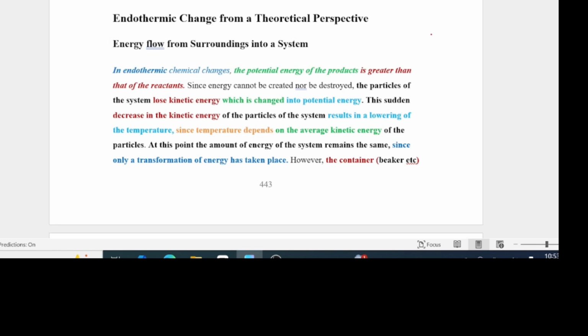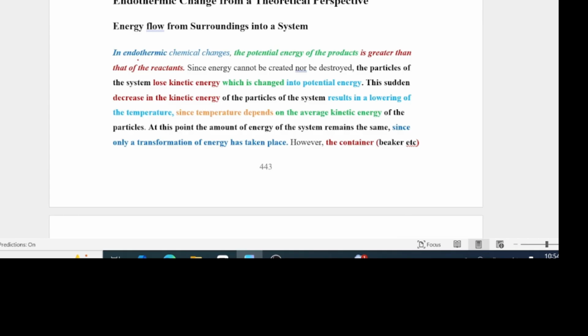We now look at an endothermic change from a theoretical perspective to show how energy flows from the surroundings into a system. In endothermic chemical changes, the potential energy of the products is more than that of the reactants. Since energy cannot be created nor destroyed, the particles of a system lose kinetic energy, which is changed into potential energy. This sudden decrease in kinetic energy of the particles of a system results in a lowering of the temperature, since temperature depends on the average kinetic energy of the particles.